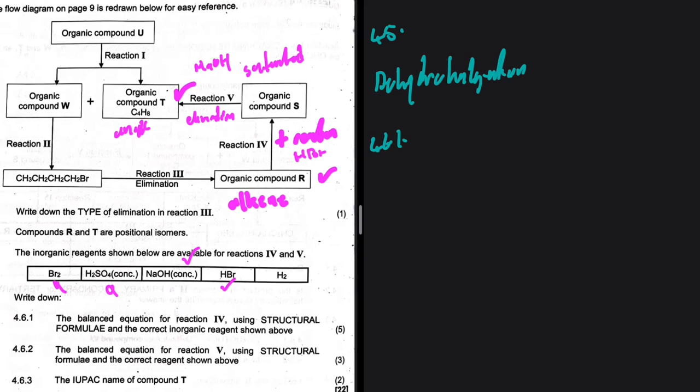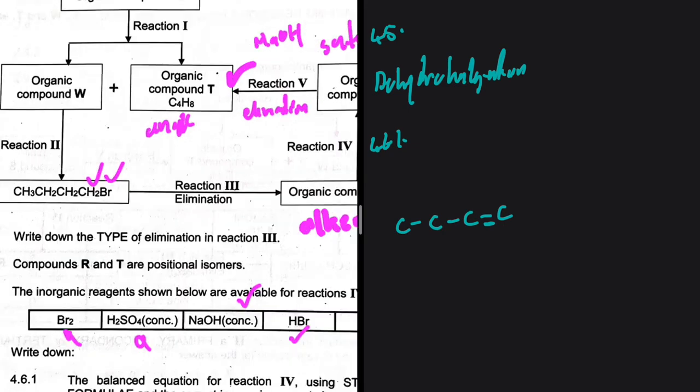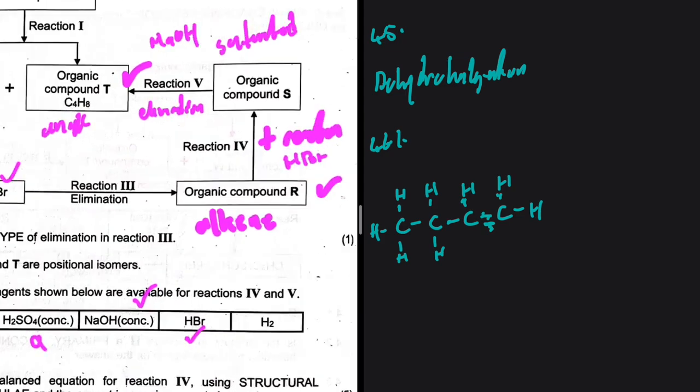So compound R, we have 1, 2, 3, 4, and then we have a double bond here, right? As a result of removing bromo and H from the compound that results from reaction 2. So hydrogen, we need another one there. Let me just count to make sure that my things are in order. 1, 2, 3, 4. 1, 2, 3, 4. Okay, I'm happy with that. So that is organic compound R.